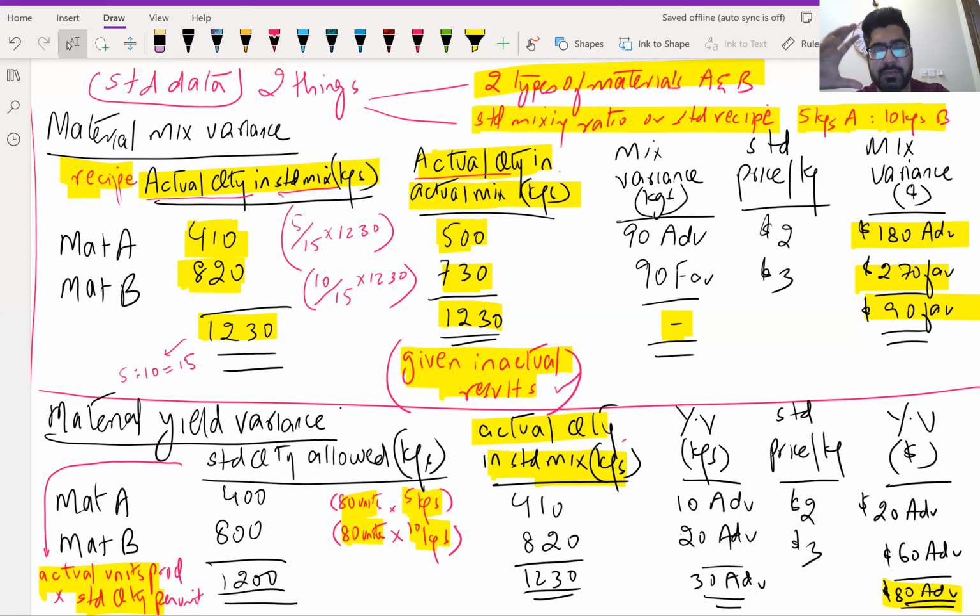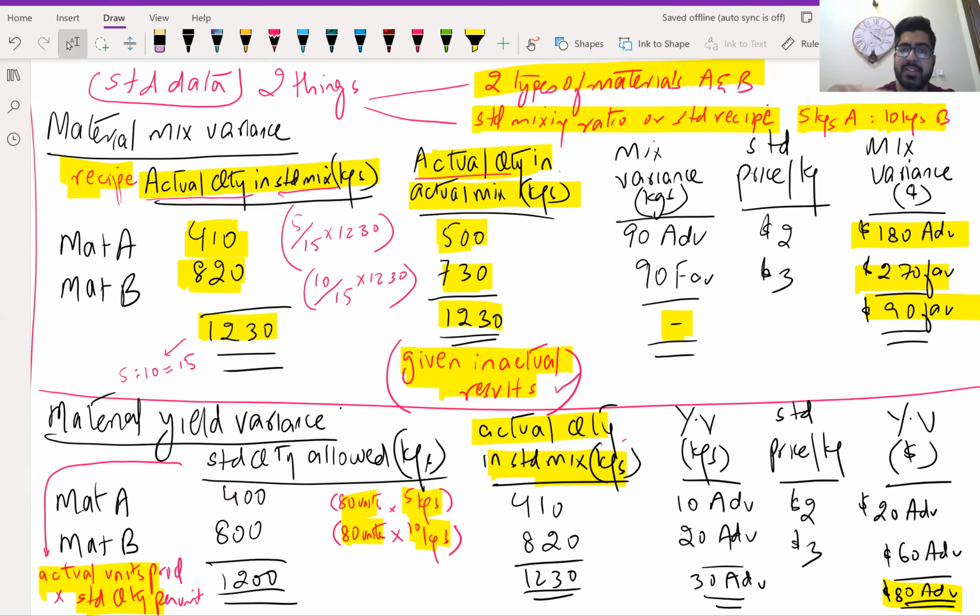You see, the strategy is very, very easy. From the standard data, extract two things: how many types of materials are there, two, A and B, and the mixing ratio. Both of these are given in the standard data. You just have to copy paste. Two types of material, and the mixing ratio is 5 kgs, 10 kgs.